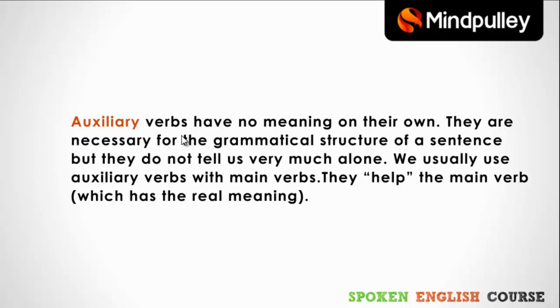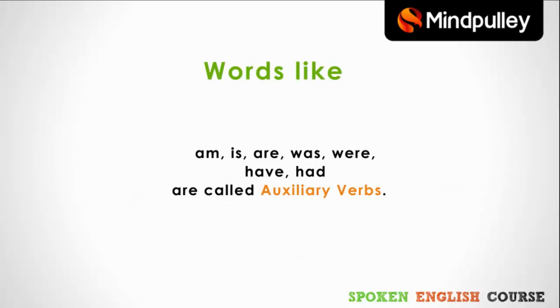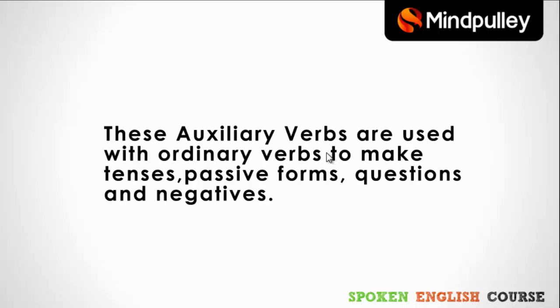It means auxiliary verb का खुद में कोई मीनिंग नहीं होता, वो सिर्फ एक सेंटेंस की ग्रामेटिकल स्ट्रक्चर को पूरा करते हैं और वो मेन वर्ब की हेल्प करती हैं. फॉर एग्जाम्पल, the words like is, am, are, was, were, have, had are called auxiliary verbs. The auxiliary verbs are used with ordinary verbs to make tenses, पैसिव फॉर्म्स, क्वेश्चंस एंड नेगेटिव्स. यानी कि ऑक्सिलरी वर्ब का यूज हम टेंसेस क्रिएट करने के लिए, पैसिव फॉर्म बनाने के लिए, क्वेश्चंस और नेगेटिव्स क्रिएट करने के लिए करते हैं.